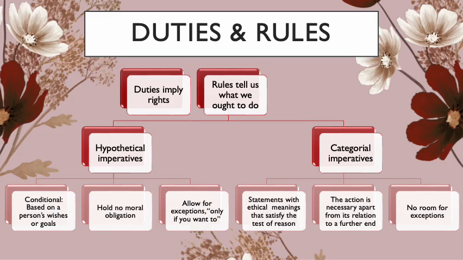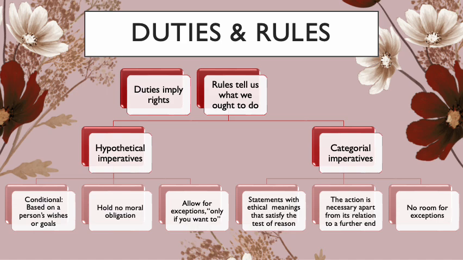Duties and rules are two concepts that are very important when understanding Kantian ethics. Duties and rules are not synonymous. A duty to something implies that somebody has an autonomous right to something, and therefore you have an obligation to fulfill that right. Rules tell us what we ought to do or what we should do. And there are two types of rules, which are referred to as imperatives. There is the hypothetical imperative and the categorical imperative.